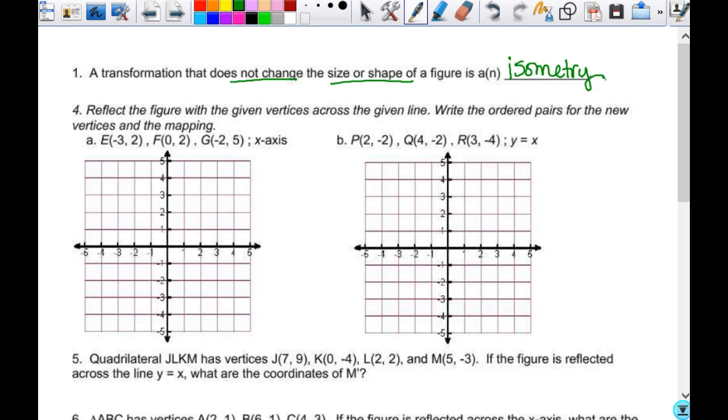All right, so then it says reflect the figure with the given vertices across the given line. We have to write the ordered pairs for the new vertices and the mapping. Plus, we have to graph all of this stuff. So I'm going to plot the points. E is at -3, 2. F is at 0, 2. G is at -2, 5. Okay, and then you connect with a straight edge.